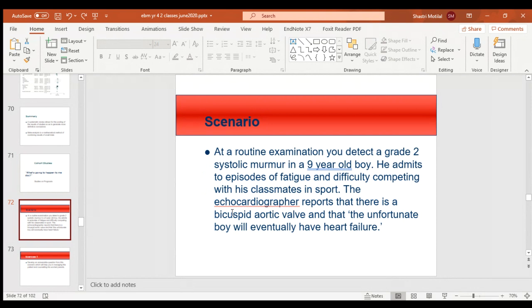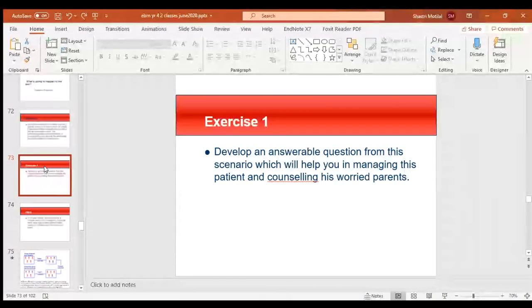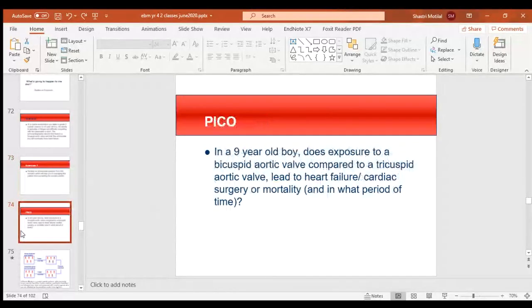So what would be the answerable question you could get from this scenario? Remember the first step in EBM? The first step in EBM is to ask an answerable question. And how do we phrase that question? We phrase that question in PICO. So what's the PICO question for this scenario? In a 9-year-old boy, that's the P, does having a bicuspid aortic valve, that's the I, compared to a normal or tricuspid aortic valve, that's the C, lead to the outcome of heart failure?